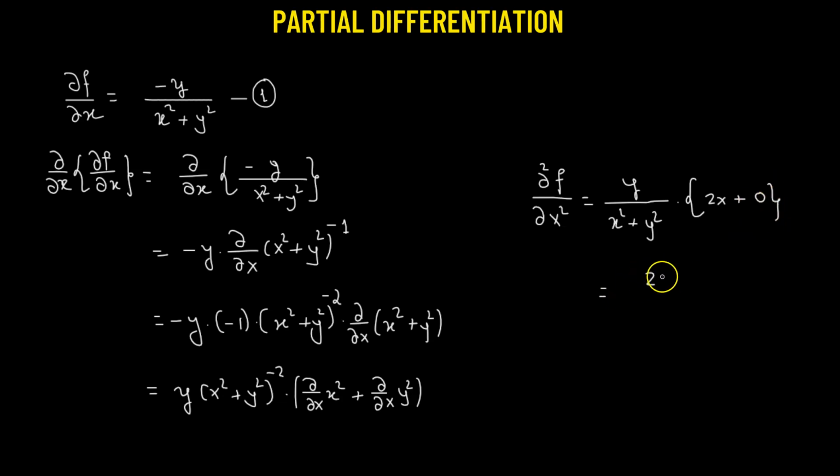So this finally gives us 2xy divided by x squared plus y squared. So this is the second partial derivative of f with respect to x. So this is number 2. Now we will find the partial derivative of f with respect to y and its second partial derivative as well. So let's find it out.